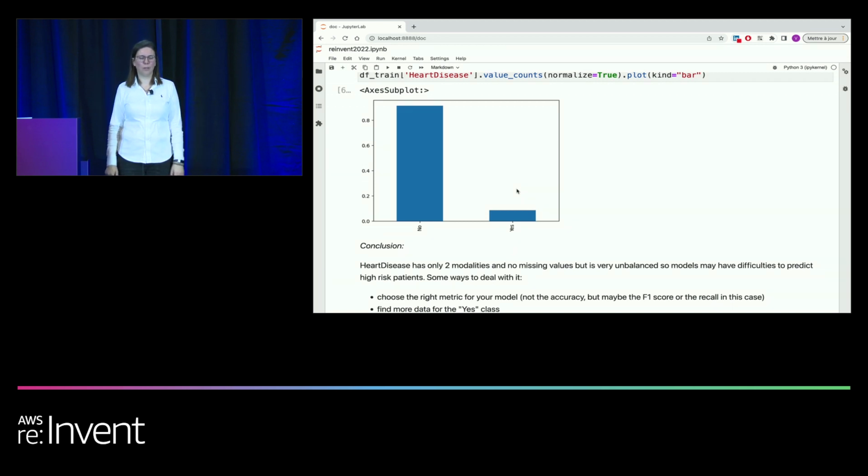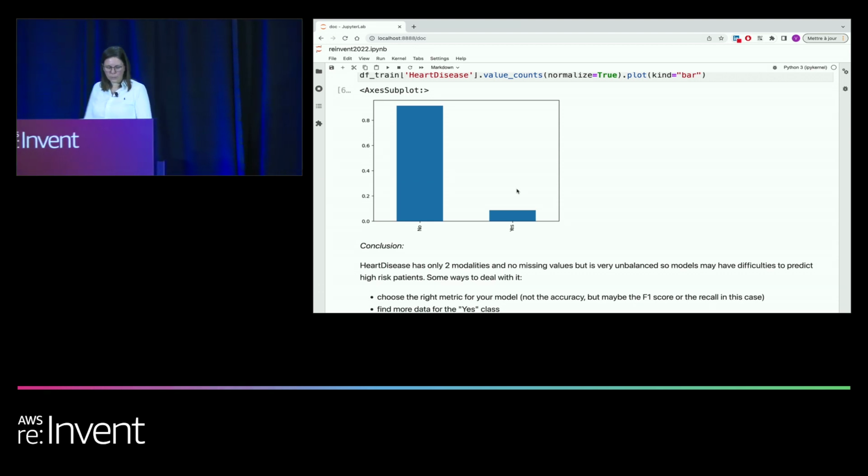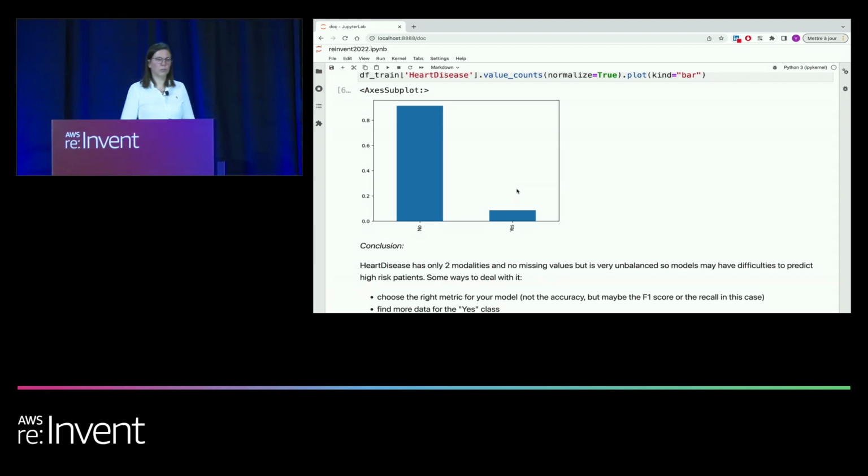91% with no heart disease, and only 9% with heart disease. I know my model will not work very well with this kind of distribution. So you can do a lot of things. You can do oversampling, downsampling, subsampling. It depends on how you want to call them.